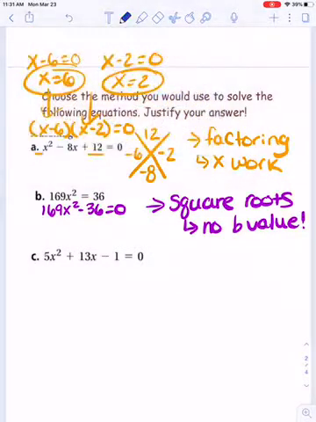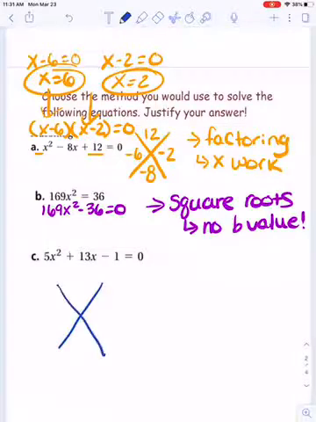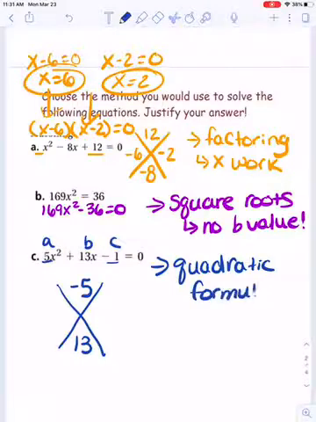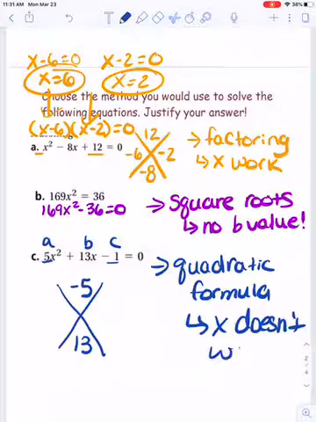And last but not least, let's look at this last one. Again, there's a b value here, so we can't use square roots. So I'm thinking, can I factor to solve? So I'm going to go ahead and make my x, a, b, c, a times c for the top. So 5 times -1 gives me a -5, b on the bottom, which is 13. Can you think of two numbers that multiply to -5 but add up to 13? No, I can't. So that means our only option here is to use the quadratic formula. And again, my reasoning is because the x doesn't work. So we have to use quadratic formula.